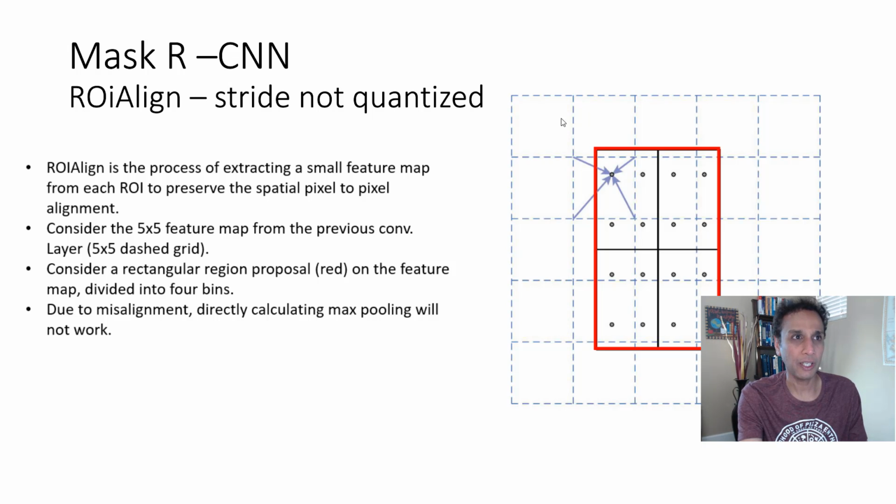Because this is not correctly aligned with your image. So do I take pixel value from here? Or do I take a value from this grid? Do I take a value from this grid or this grid? So how do we get there?